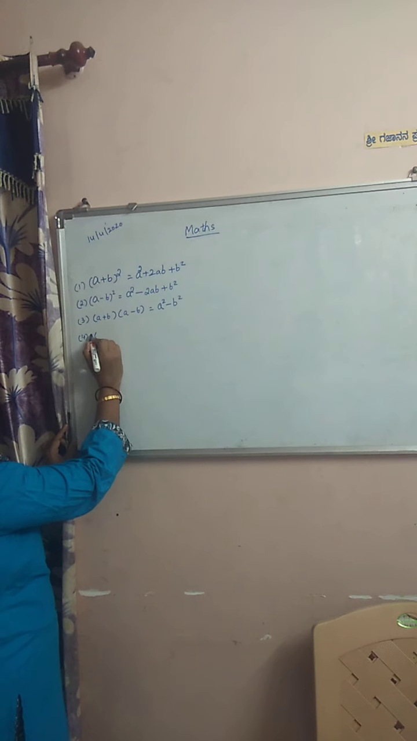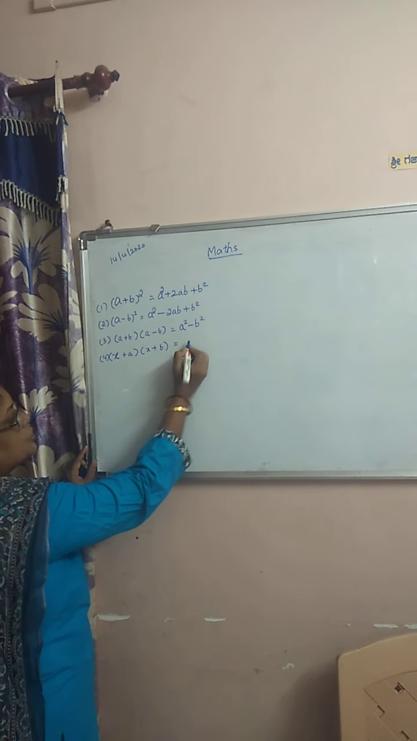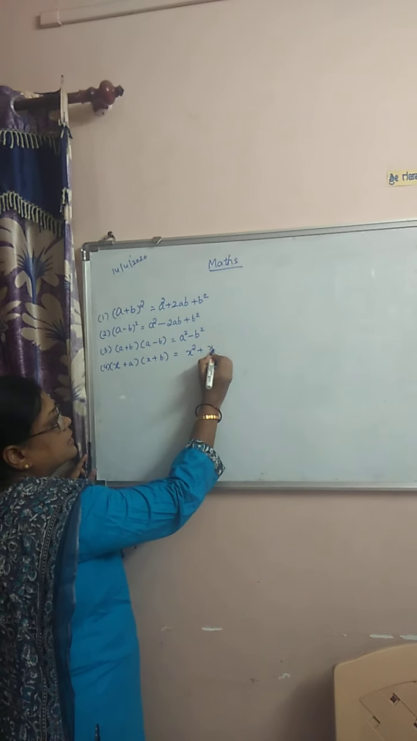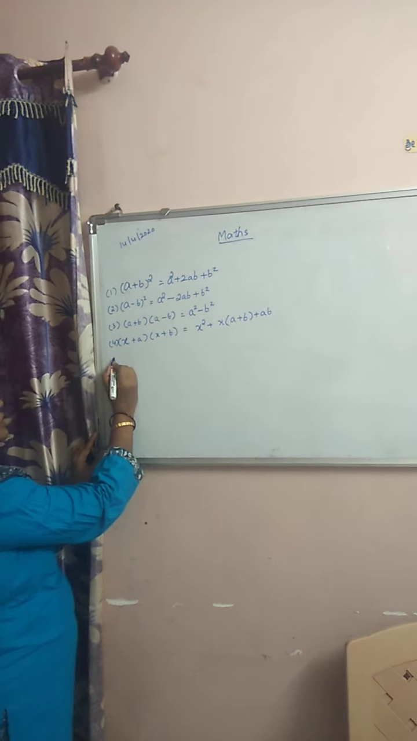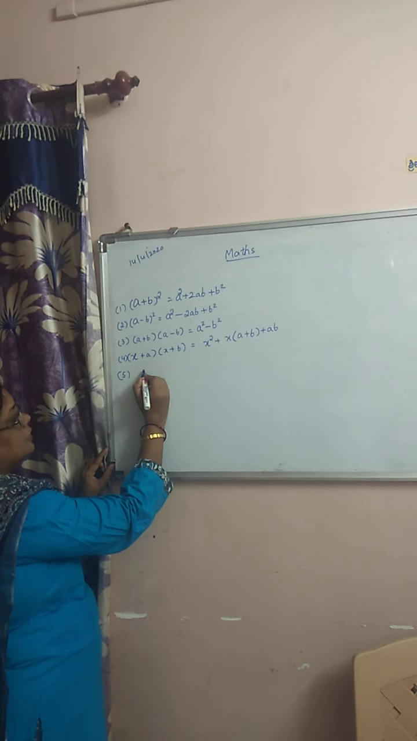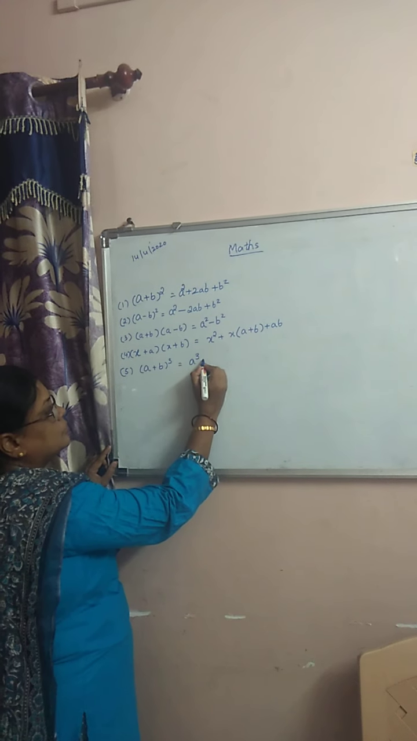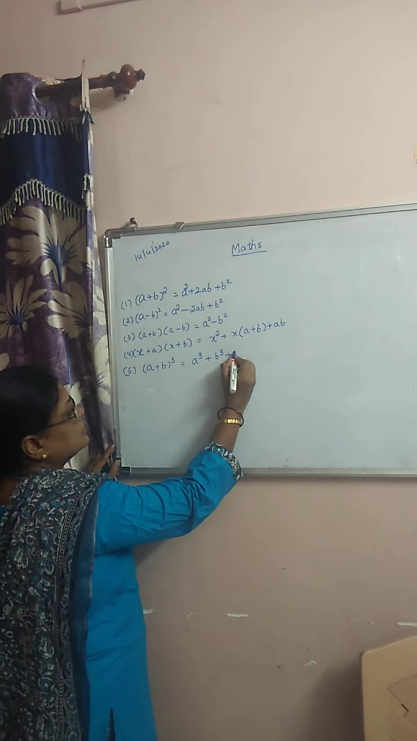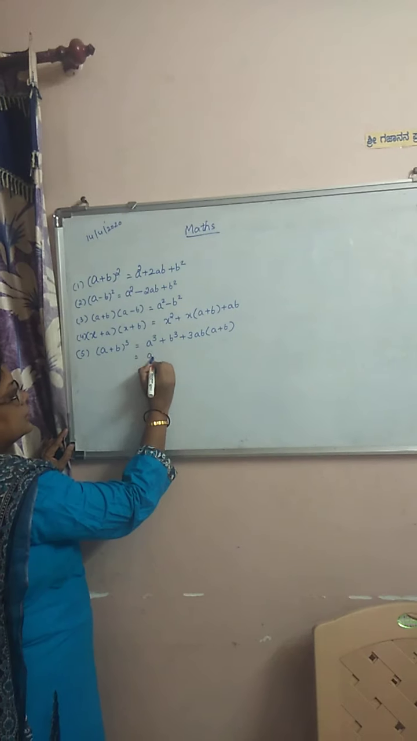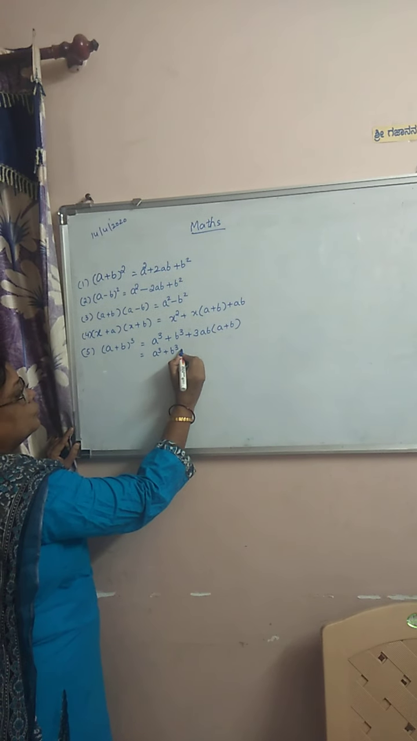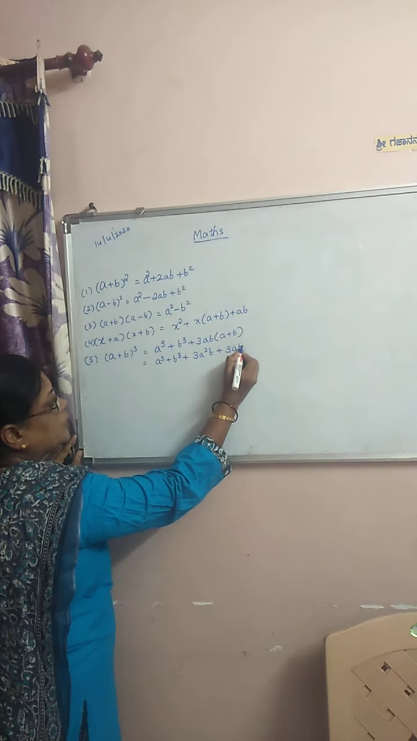Fourth formula, (x plus a)(x plus b) is equal to x square plus x(a plus b) plus ab. Next comes (a plus b) whole cube is equal to what? a cube plus b cube plus 3ab(a plus b). This can also be written as a cube plus b cube plus 3a square b plus 3ab square.